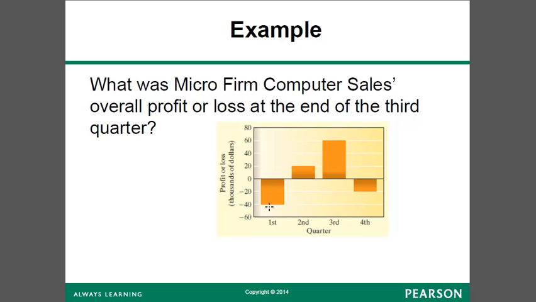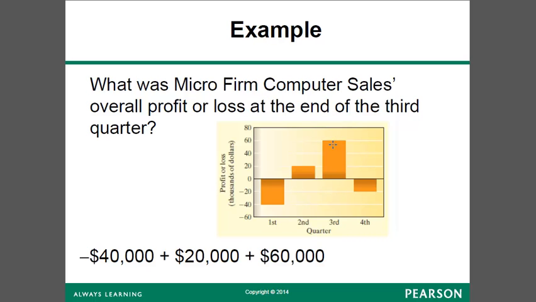Well, they lost a lot. They're down here at negative $40,000. So I put negative 40,000 for their first quarter. Second quarter, they did better. They gained 20,000. That's a profit or positive 20,000. Third quarter is up here at positive 60,000. So that's plus another 60,000.